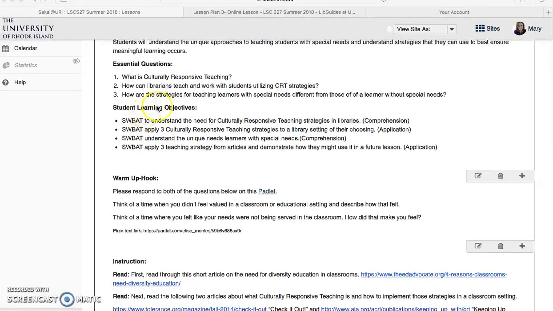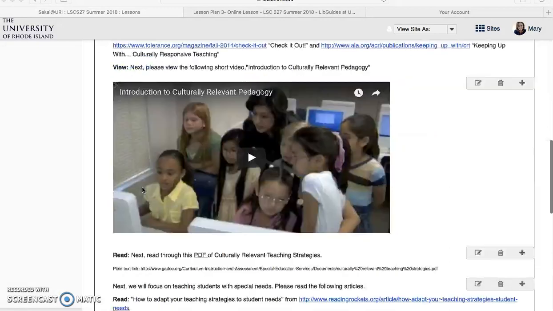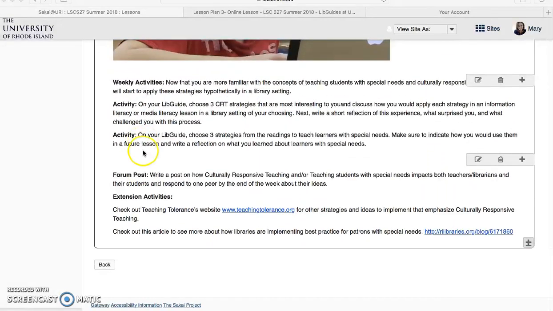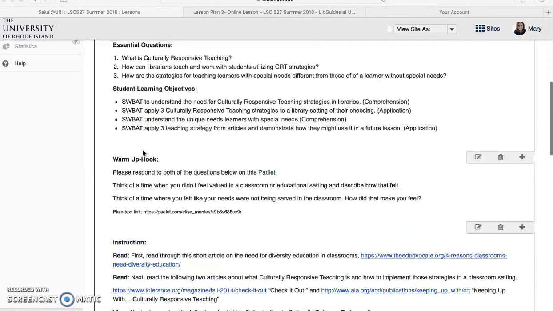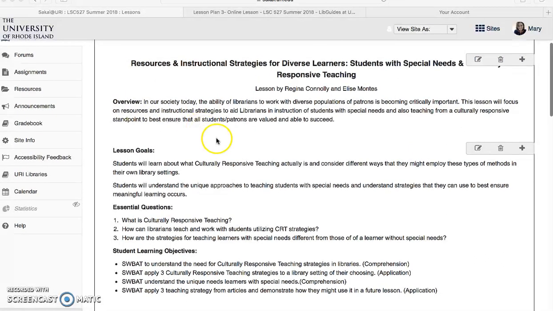But anyway, then we go to, this should start looking familiar, student learning objectives, a warm-up, instruction, and activities. And this should start to look similar to what I do in my lessons and what the lesson plan template categories are. So you take your lesson plan template, and when you put it in an online class, you've got to think, okay, how are my students going to understand what they need to do? So let's follow along here and see what this group did.